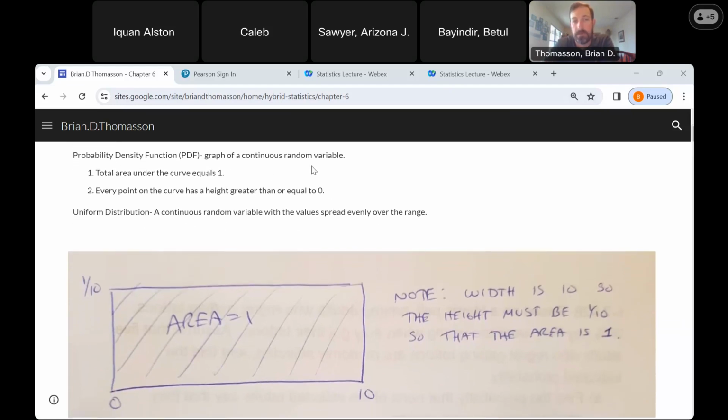Okay. A couple things about a probability density function. That's just a graph of a continuous random variable. We have a graph here at the bottom of a uniform distribution between 0 and 10. This is a key: the total area under the curve is 1. And every point on the curve has a height greater than or equal to 0.